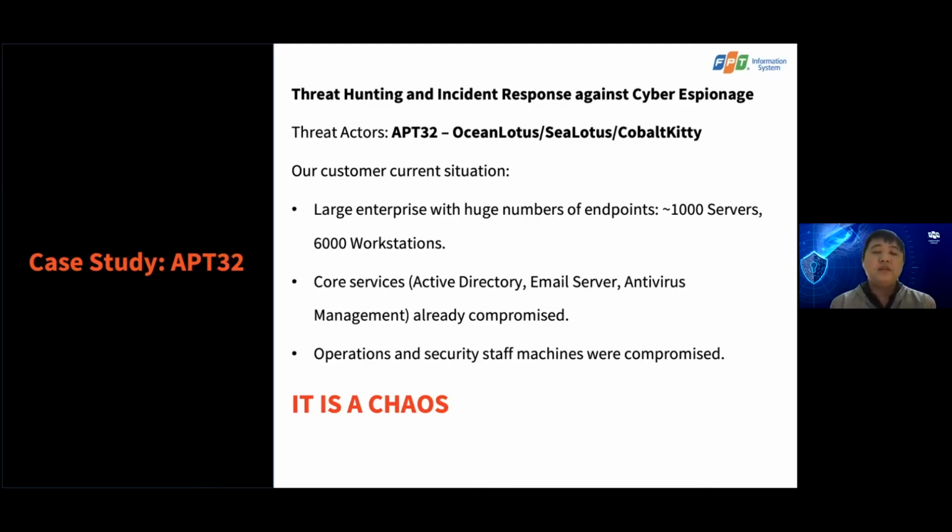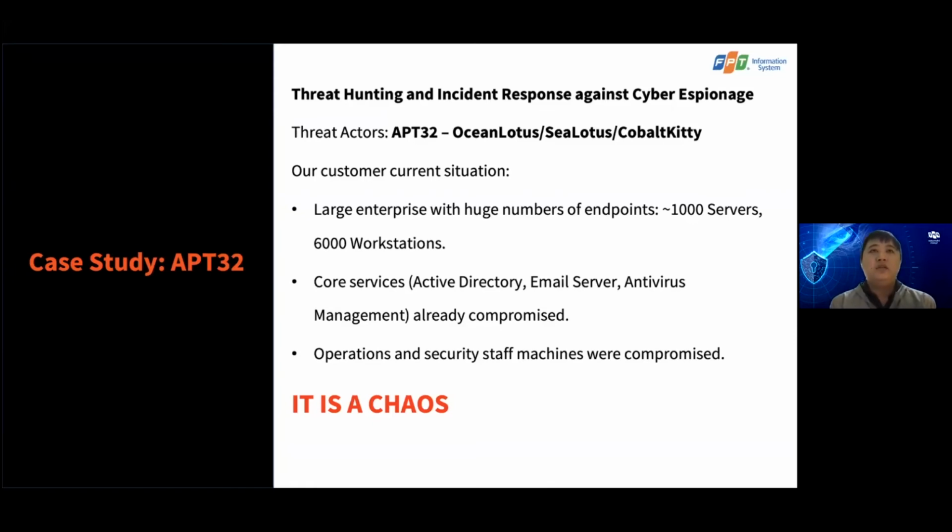When we came in and did the first assessment, we recognized that all the core services, including Active Directory, the on-premise Exchange email servers, and the antivirus management servers, were already compromised. This is really quite crazy, because the antivirus management servers had been compromised since 2015. We also found that all the technical operation and security staff team machines were already compromised.